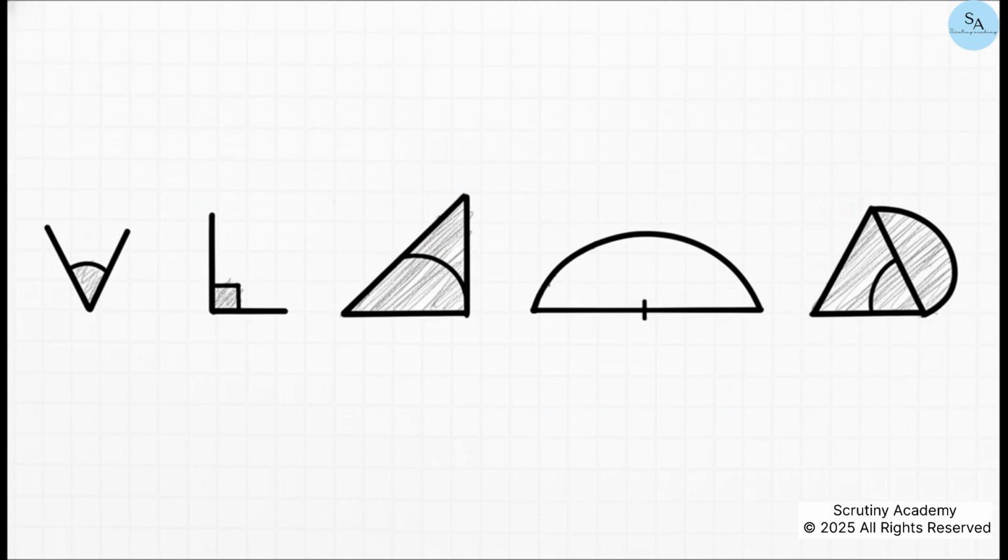Now, angles come in all kinds of sizes, and you need to know their names. Let's do a quick tour. An acute angle is a little guy, less than 90 degrees. A right angle is that perfect corner, exactly 90 degrees. An obtuse angle is bigger, more than 90 but less than 180. A straight angle is just a flat line, exactly 180 degrees. And a reflex angle is the big one on the outside, more than 180 degrees.